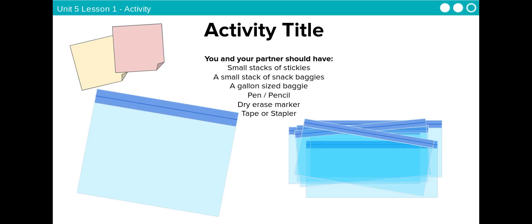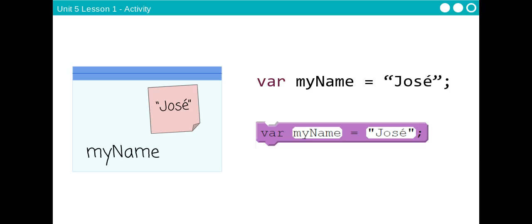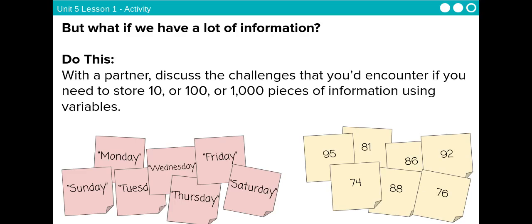If you have these items at home, they will be helpful for today's lesson, but if you don't, you can just picture what is on the screen. We've already learned that variables can help us store one piece of information, such as a variable called my name, and we give it a value of Jose. But what if we have a lot of information?